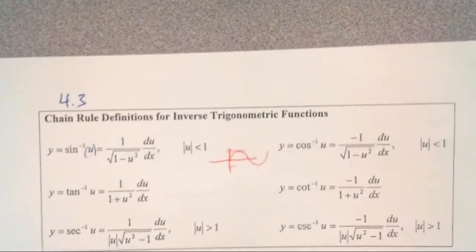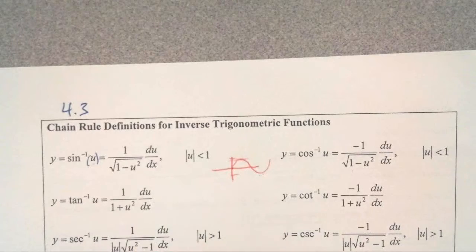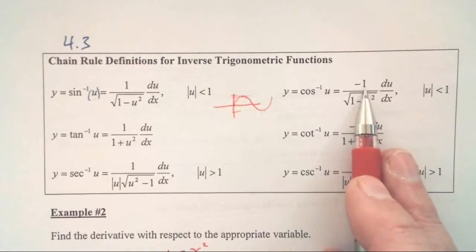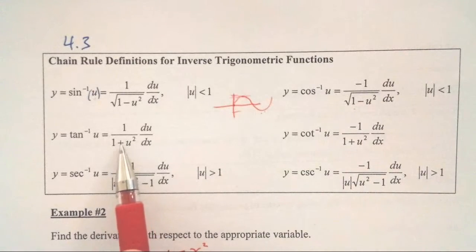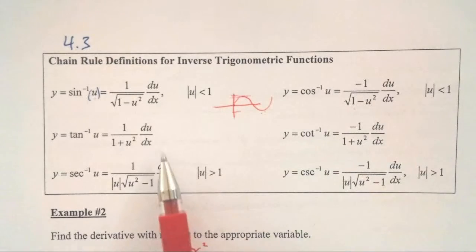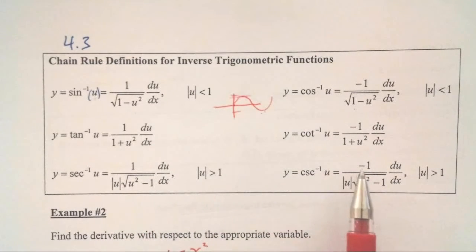But here's our sine inverse derivative. The sine inverse derivative is exactly like the cosine inverse derivative. This is kind of nice to know, except it's the opposite. Look at this. The tangent inverse derivative is exactly like cotangent inverse, but cotangent is the opposite again. And secant and cosecant, the same, except opposites.